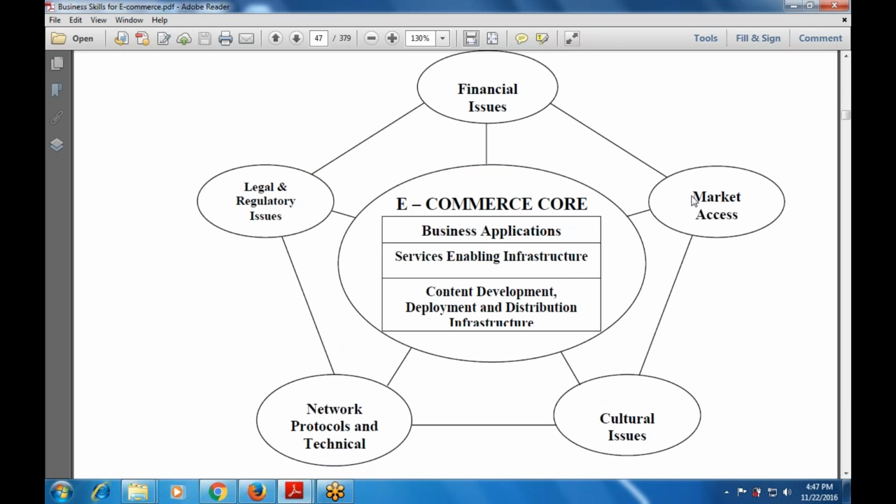So first is the financial issues, then there is market access, cultural issues, network protocols, and the technical issues, legal and regulatory issues. So these are the various issues that are available within the e-commerce core. Now that includes the business application, the service enabling infrastructure, the content development, deployment, and the distribution infrastructure. That is the e-commerce core. Now there are four parts for e-commerce: financial issues, market access, cultural issues, network protocol, and the technical, legal and regulatory issues. What are the various legal and regulatory issues that are used with e-commerce?